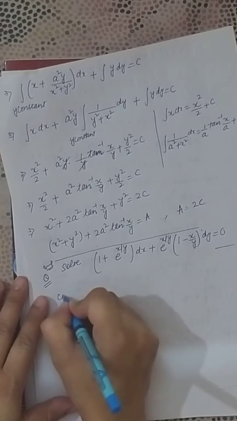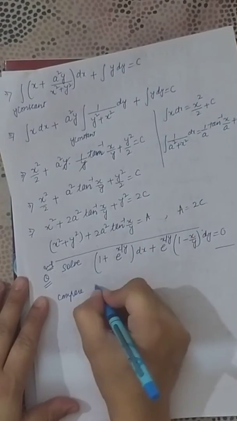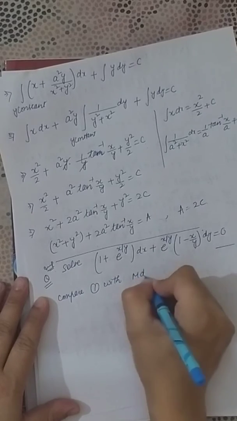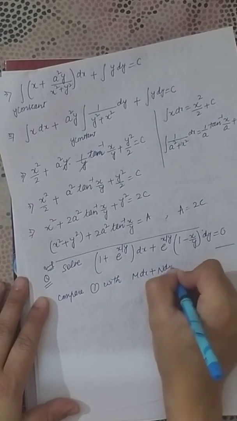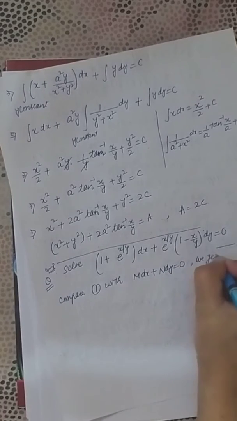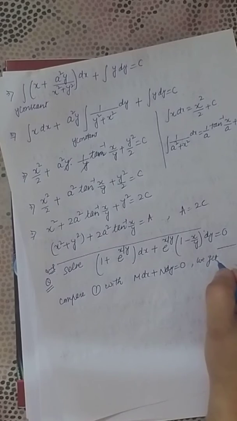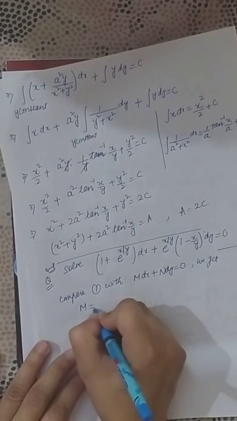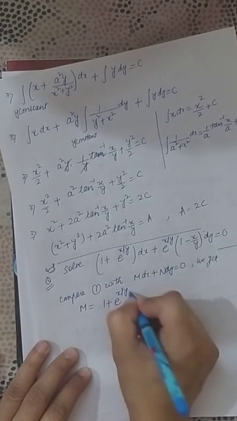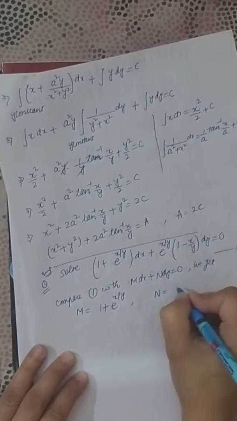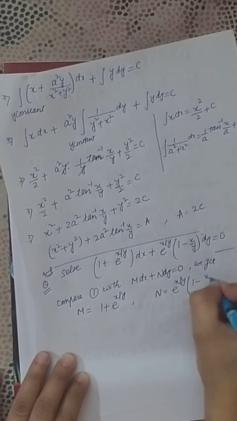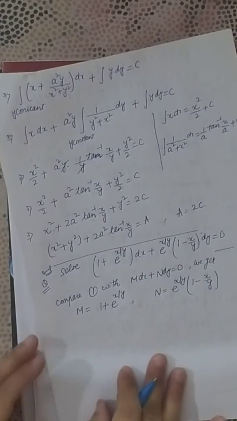Now compare this with m dx plus n dy equal to 0. We get m equal to 1 plus e power x over y and n equal to e raised to power x over y into 1 minus x over y.